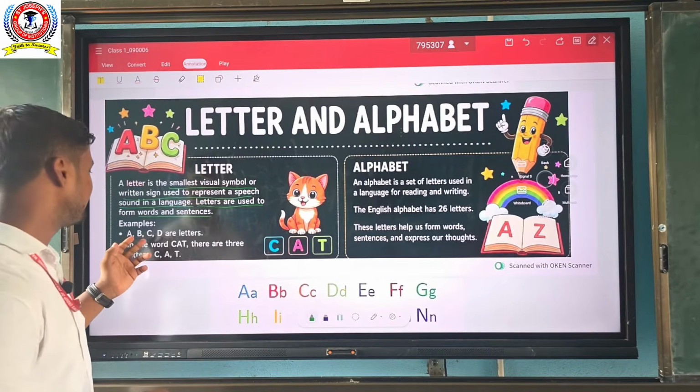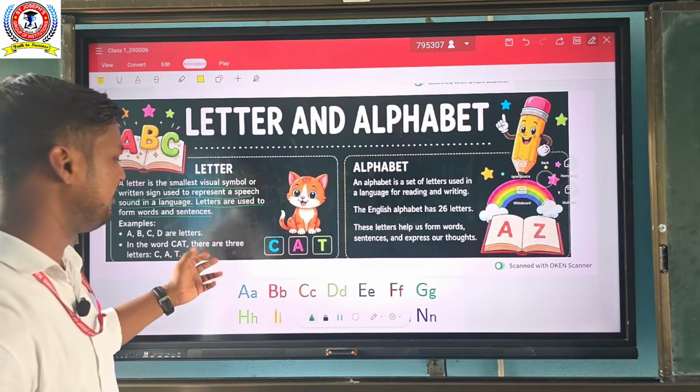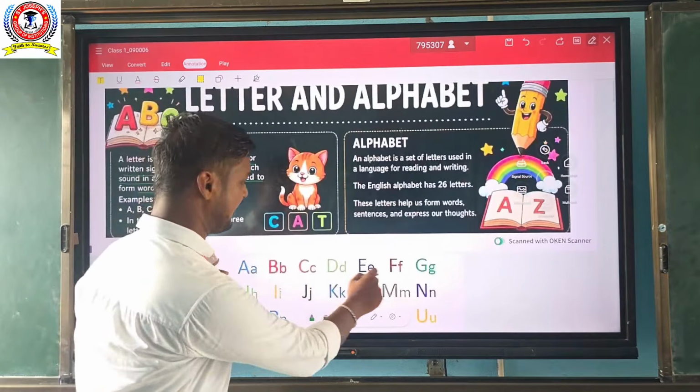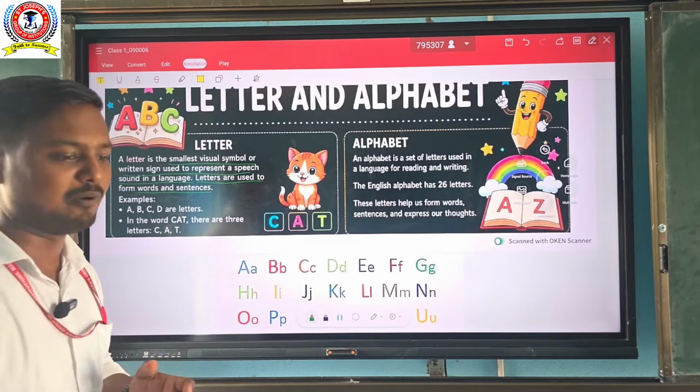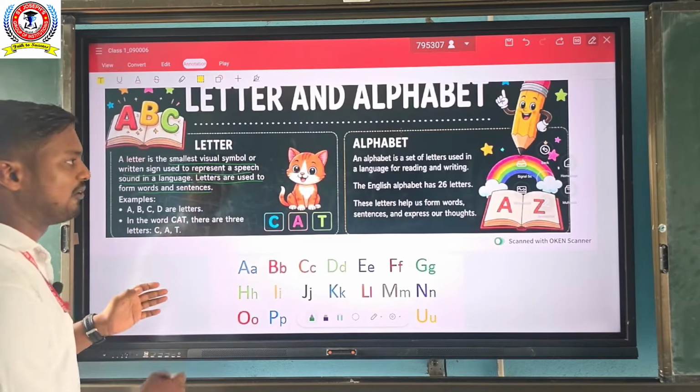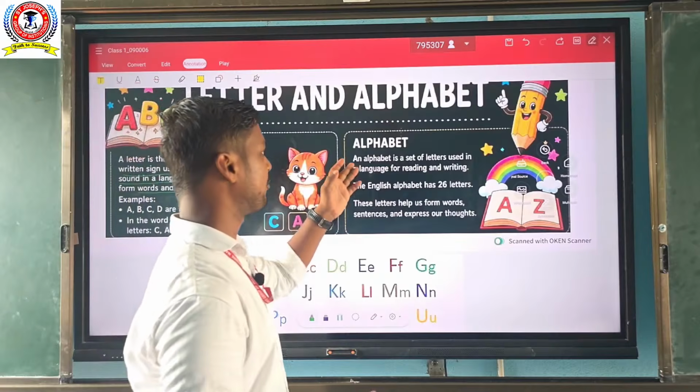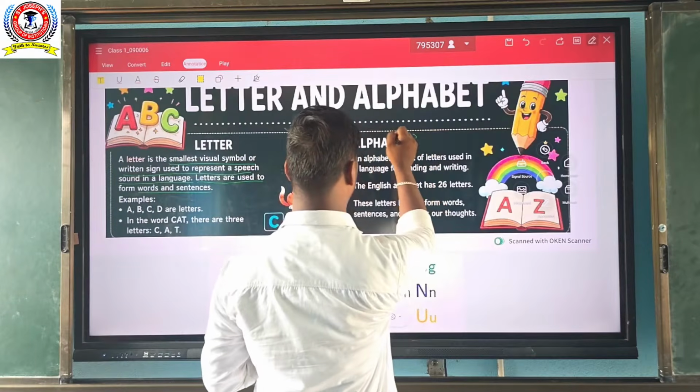For example, you can see A, B, C, D. These are letters. To form a word, we need to learn about letters. Then we are going to know about what an alphabet is.